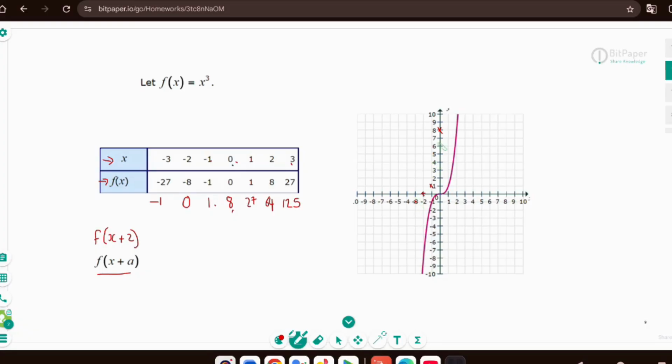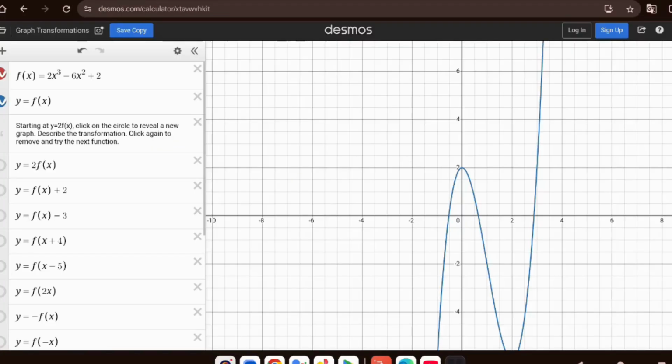Now, can you see here that actually our graph has shifted 1 place to the left? So, when we add, no, it's shifted 2 places to the left because we've added 2. So when you add 2 inside your function, the graph translates left 2 places. Let me show you here on this graphing tool.